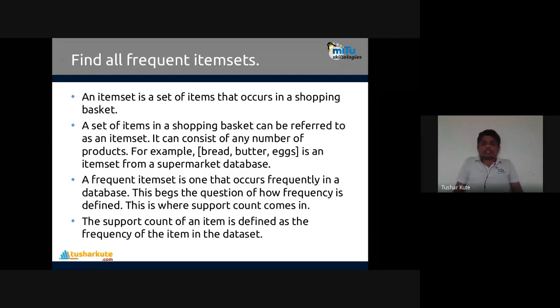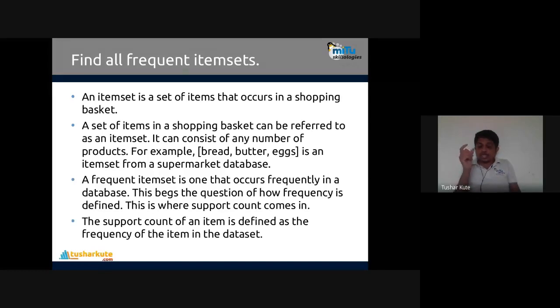So a set of items in the shopping basket can be referred to as an item set. It can consist of a number of products like bread, butter, eggs, and anything that we have taken from that database. Now, a frequent item set is one that occurs frequently in the database. This begs the question of how frequency is defined.